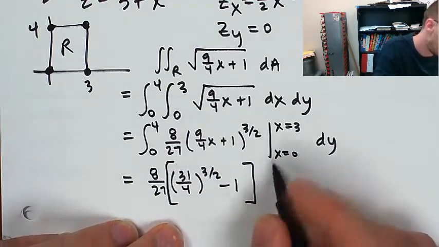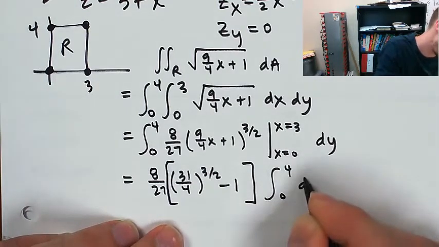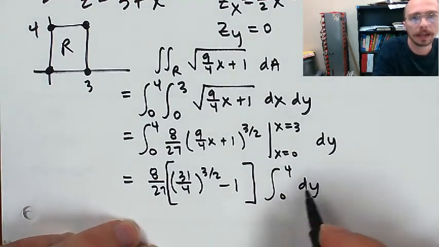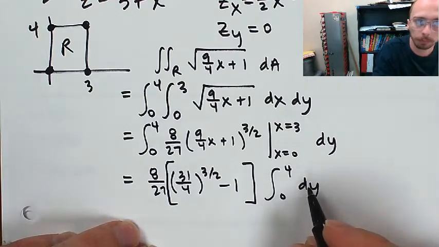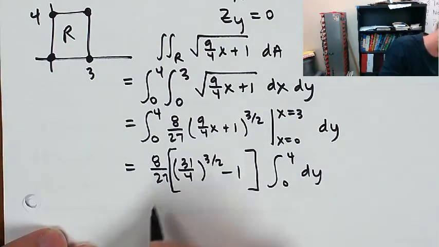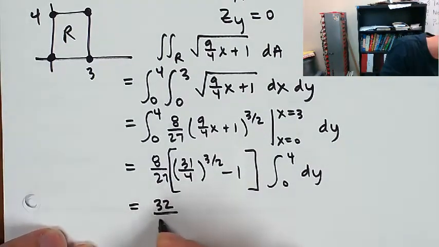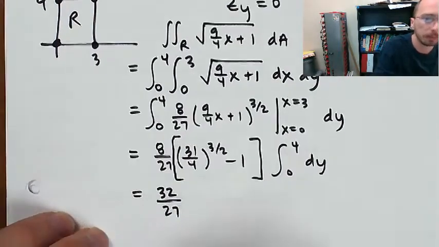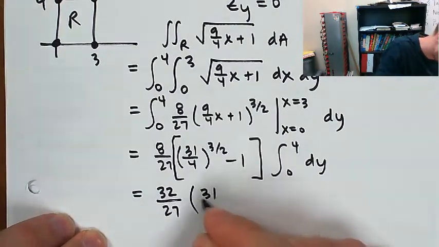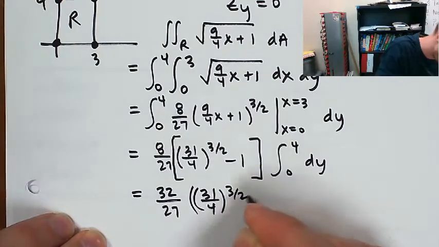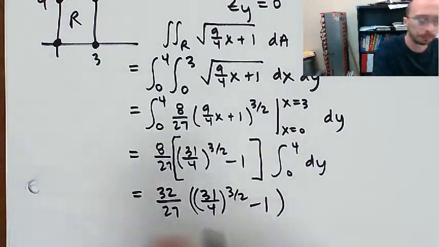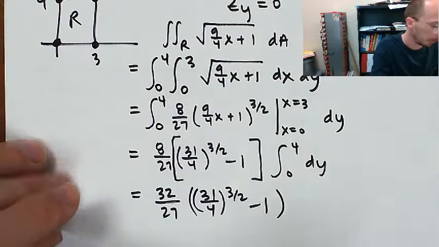Since this is just a constant, I factor that out, integrate from 0 to 4 on dy, and that is going to be 4. So that's 32 over 27 times (31 over 4 to the 3 halves minus 1). Okay, that's a number.